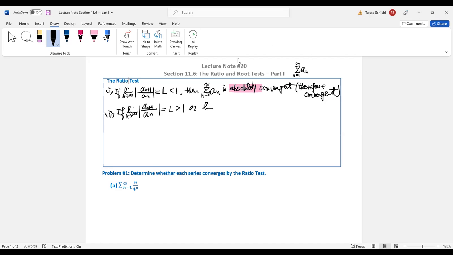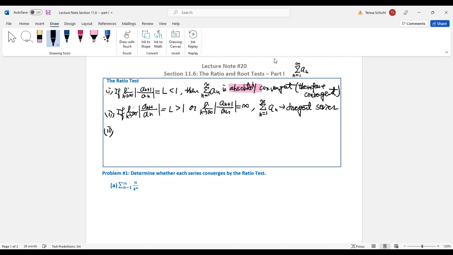Or if the limit as n approaches infinity of the ratio a_(n+1) to a_n is going to infinity, it's kind of obvious that the series is divergent. This is intuitive, because when the terms get bigger and bigger, or the ratio goes to infinity, adding them up goes to infinity.